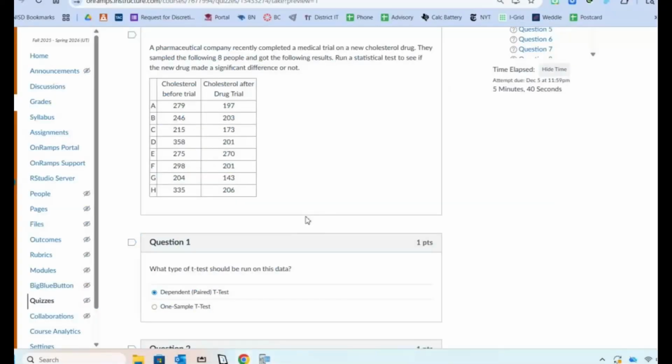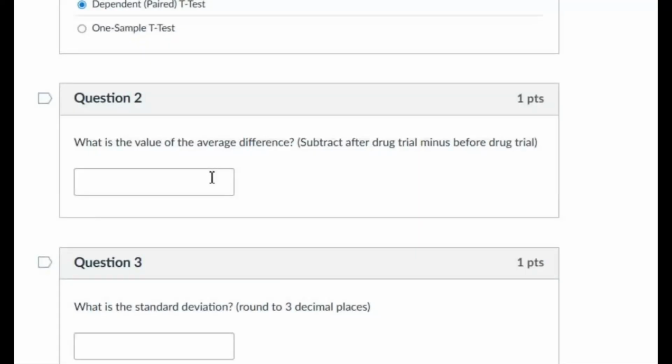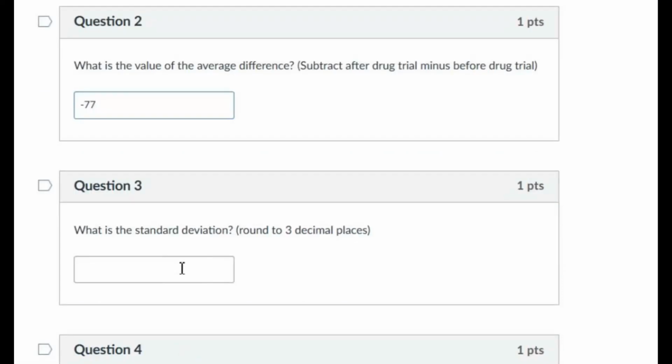And the question asks me, what is the value of the average difference? So that's the mean of the differences, which is the only mean we're doing. So that's the mean that we calculated from the calculator, which is negative 77. Okay. The standard deviation, again, we also got from the calculator. So it's 49.785. That was Sx when we just did the stat edit process.